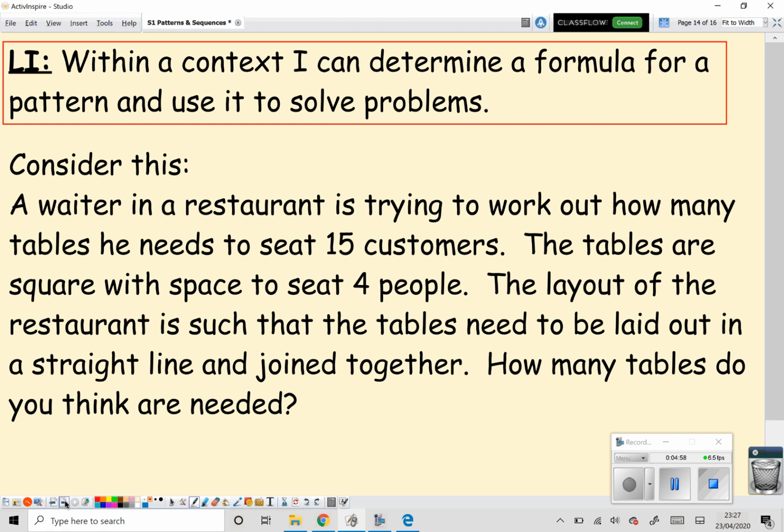The layout of the restaurant is such that the tables will have to be laid out in a straight line and joined together. So how many tables do you think are needed? Pause it, give that some thought, see if you come up with the right answer, and I'll give you the right answer in a little minute and tell you how that relates to our sequences work.